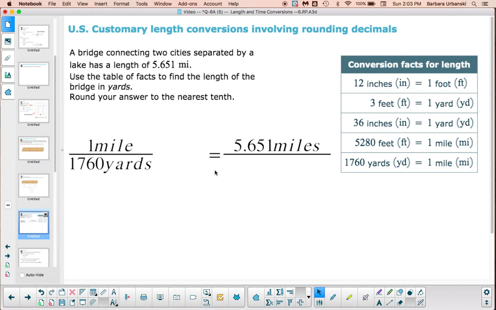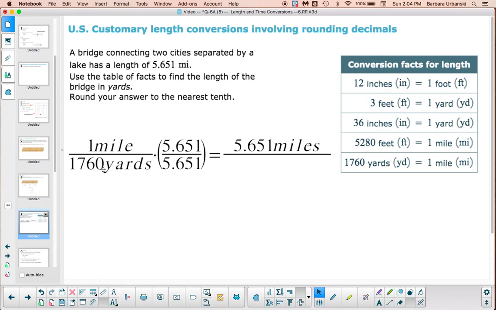Then you're going to put an equal sign because a proportion is 2 fractions that are equal, or two ratios that are equal. And go with the fact that they know the length is 5.651 miles. I put miles in the numerator because I have miles in the numerator on the left side. So then I say, how do I get from 1 mile to 5.651 miles? Well, I would multiply. 1 times 5.651 gets me my 5.651 miles.